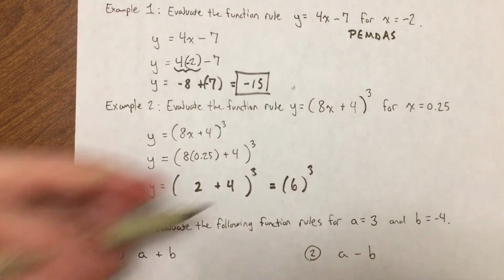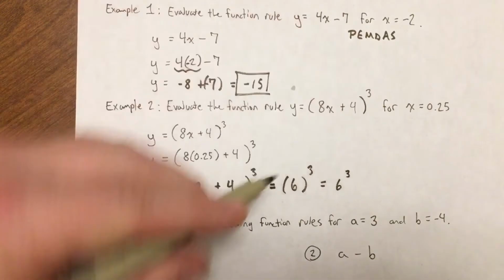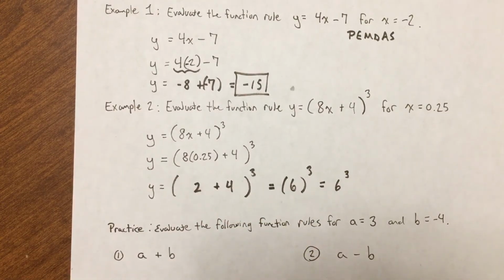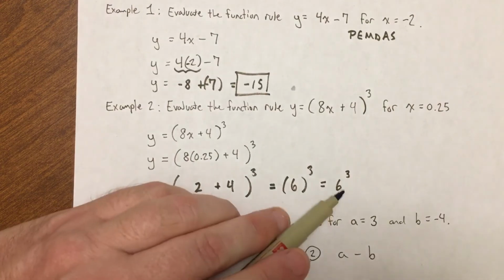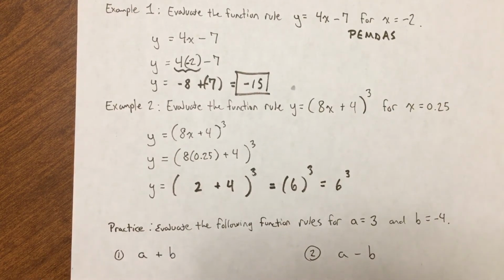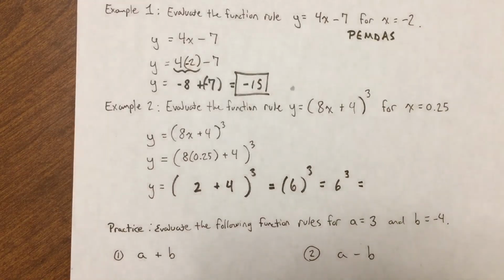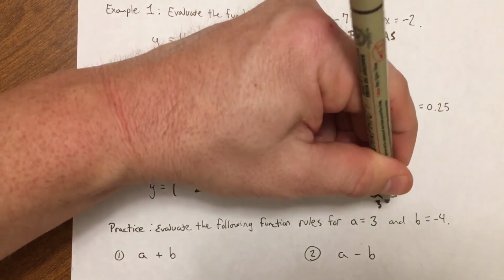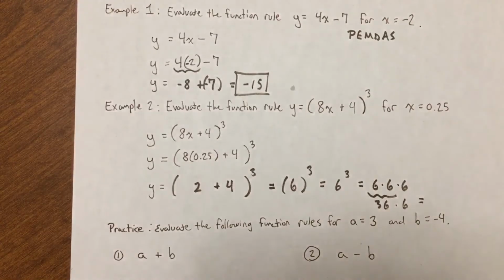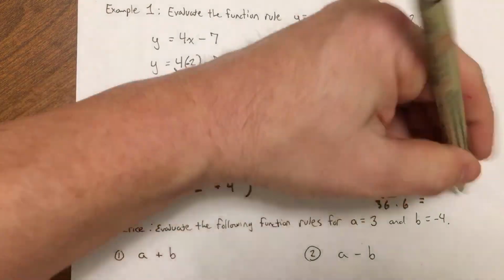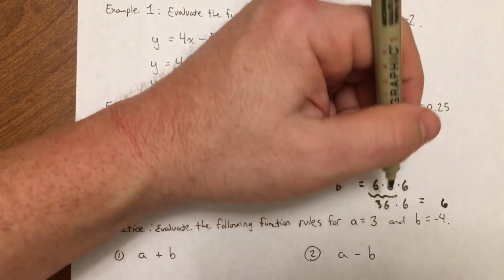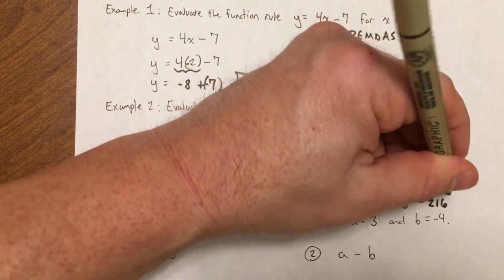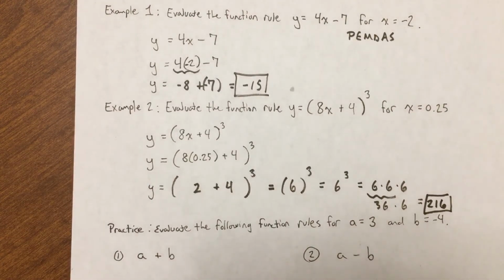Now, technically at this point, you don't need the parentheses anymore since we've evaluated down to a single value. Now, we're going to evaluate the exponent, which is just 6 times 6 times 6. You can show it by hand, or if you have a calculator to speed things up, that'll make life a whole lot easier for you. So 6 times 6 is 36, carry the 3. So that's going to be, I think, 216. So 216 would be the final answer for that evaluation problem.